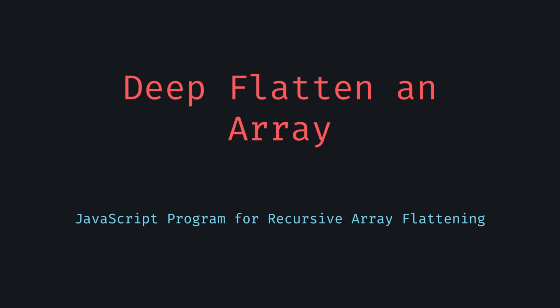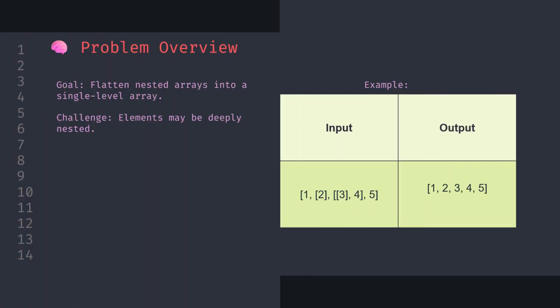Now let's take a closer look at the problem. The goal is to take an array that might contain nested arrays and flatten them into a single simple array. This is different from shallow flattening. We want to go all the way down.